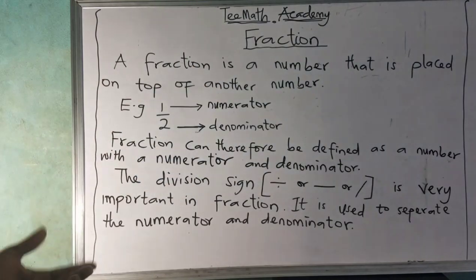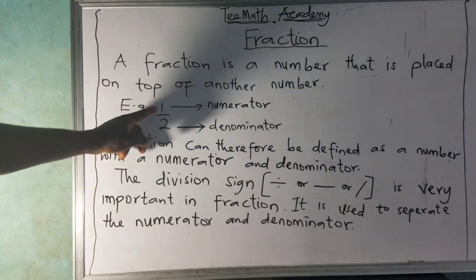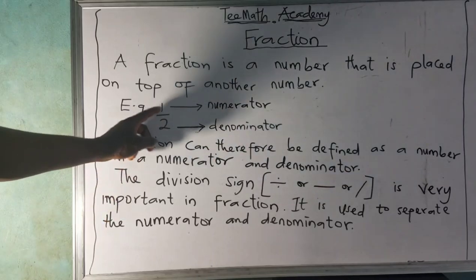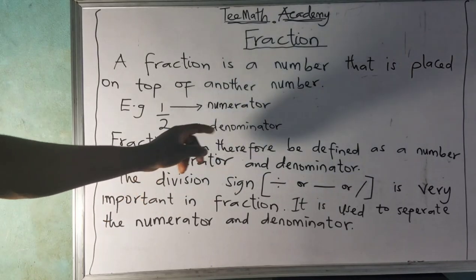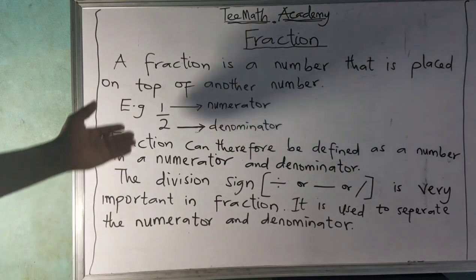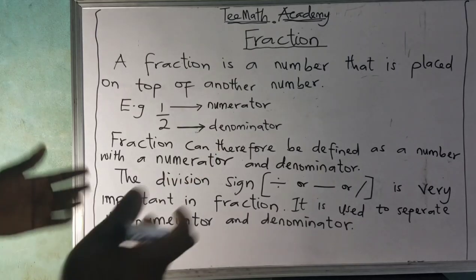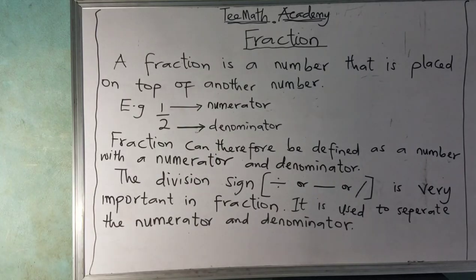And there is a name we call the up number and the down number. The up number is called the numerator, while the down one is called the denominator. Now, with this expression, we can define a fraction as a number that has a numerator and a denominator.